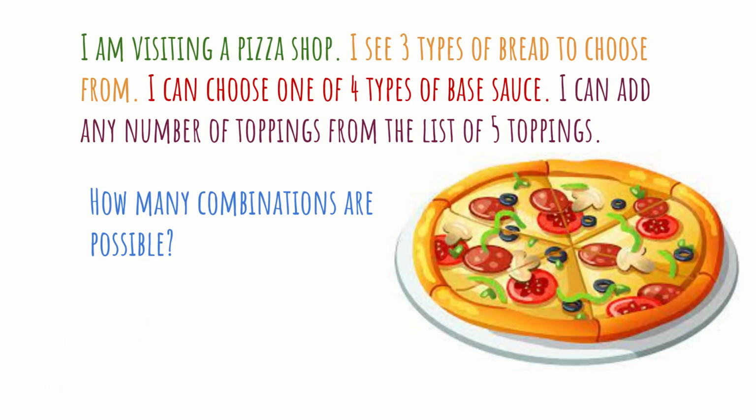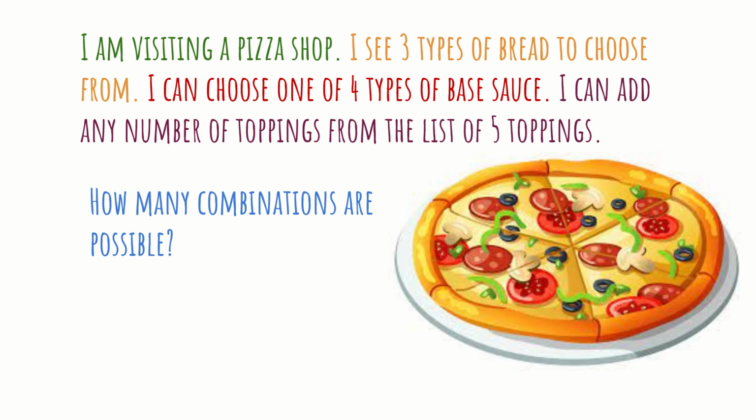So the problem is, I'm visiting a pizza shop. I see 3 types of bread to choose from. I can choose one of the 4 types of base sauce. I can add any number of toppings from the list of 5 toppings. How many combinations are possible?